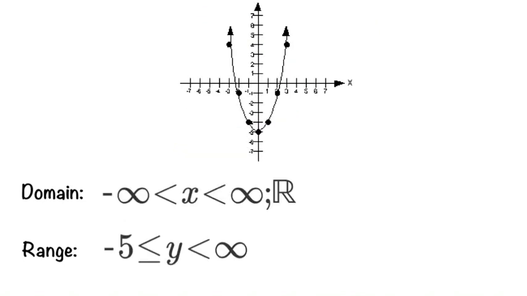As you can see, I've written my domain as a compound inequality, which is this right here. Negative infinity is less than x, which is less than infinity. Or you can also just write this script R, which means all real numbers. The range then goes from -5, that's that point right there, all the way up to positive infinity. And notice there's no line underneath infinity because you can never get to infinity. And that's what that line means. It means it can equal that number.